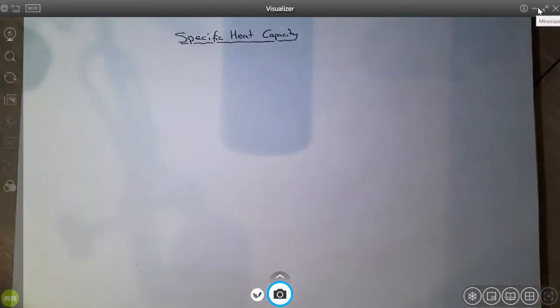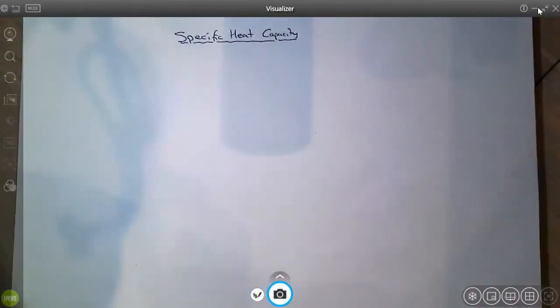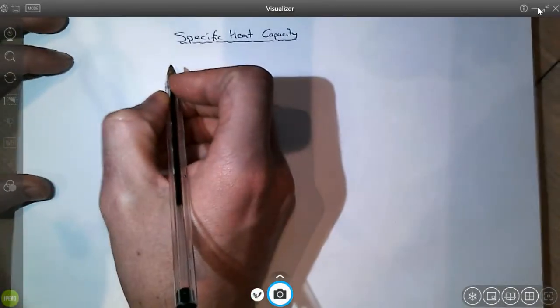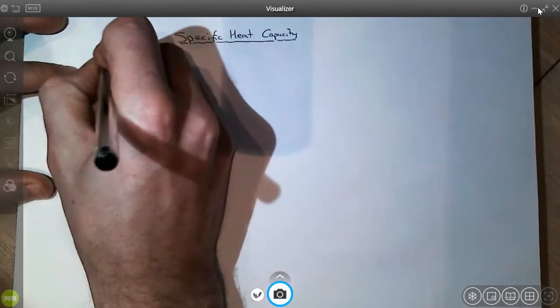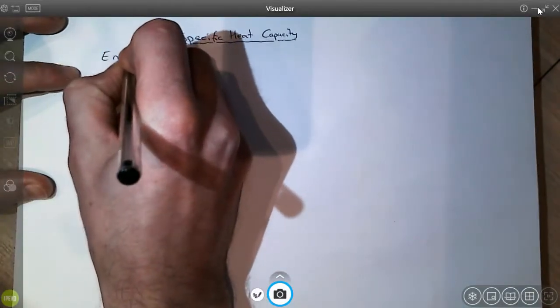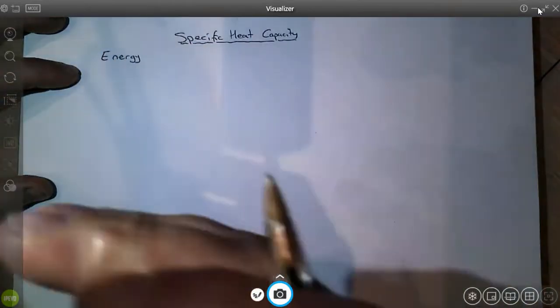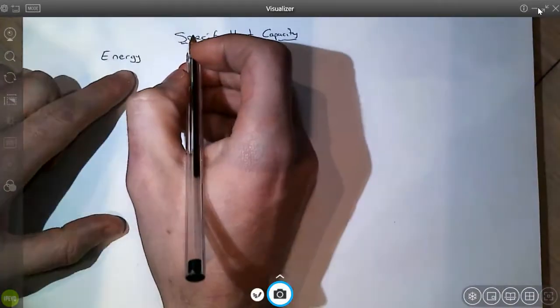In this video, we're going to look at specific heat capacity for GCSE science. The definition of specific heat capacity is a simple one, but it's one that students do struggle to remember. You really need to emphasize this definition as much as possible.